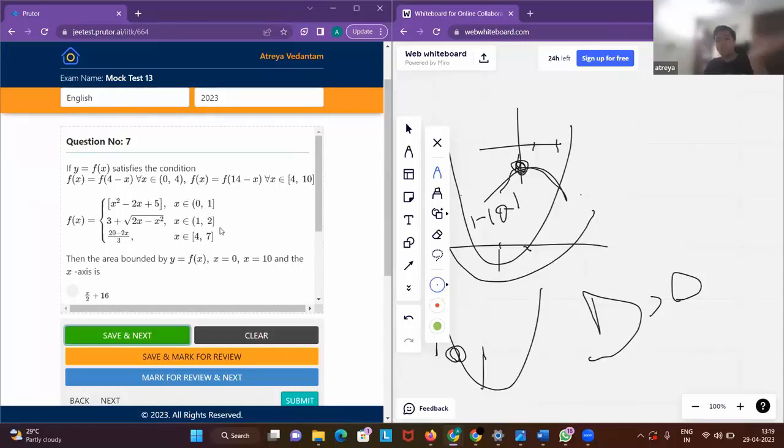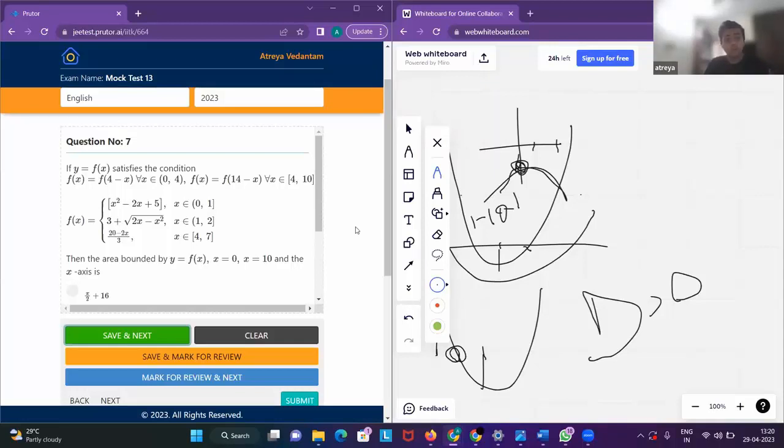Which means since f of x is f of 4 minus x, between 3 and 4 also it is the same case. So 0 and 1, 2, 3, 4. So between 3 and 4 also again it is 4. Okay. Next, 3 plus square root of 2x minus x squared. So this is clearly a function, and if you put x equal to 1, you get 4. So it's a continuous function. If you put x equal to 2, you will get 3. So it's basically a kind of downward parabola. Okay, and since it's symmetric, you can draw the other side as well.